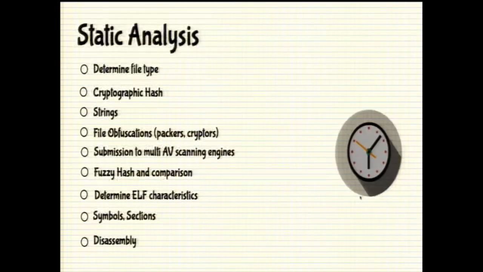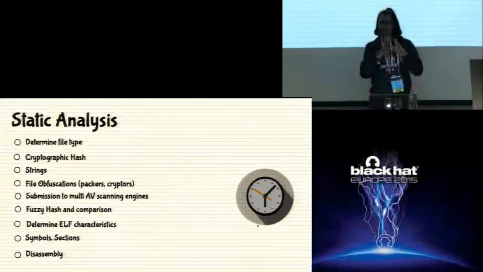So these are some of the steps that you might want to do in static analysis. Determine the file type. The reason why you want to determine the file type is because it tells you the architecture the file is targeted towards. For example, if a file type is a PE file, you know the target is Windows. Or if a file type is an ELF file, you know it's a Unix-based system. And also, you might want to determine the cryptographic hash, like the MD5 hash, the SHA-1 or the SHA-256 hash, so that you can fingerprint your malware.